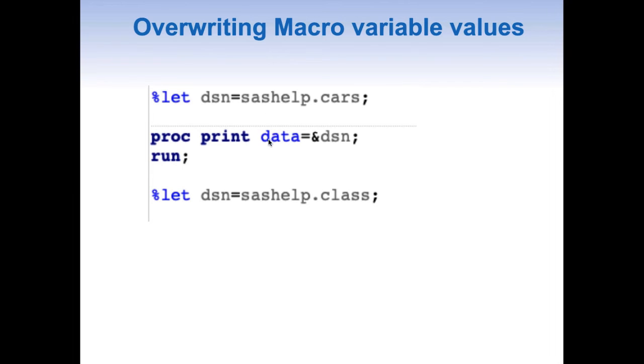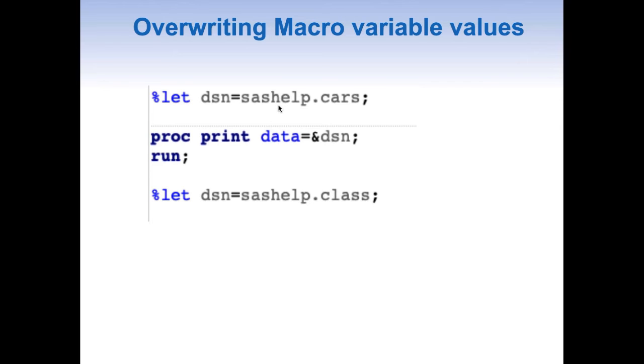Overwriting the macro variable is again very simple. All we need to do is %let dsn equal to sashelp.class semicolon run. That is, we need to run another %let statement wherein we can change our value, and here we have changed the value to sashelp.class. And now when we proc print, the proc print will print the dataset related to sashelp.class, because now our macro variable value is sashelp.class.